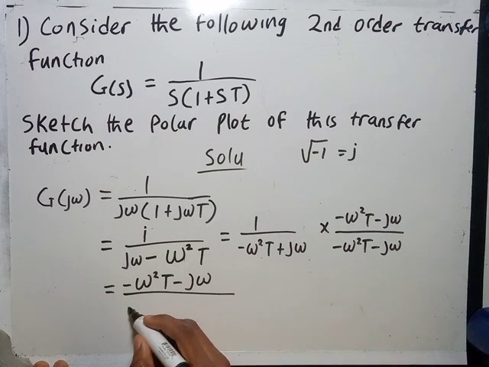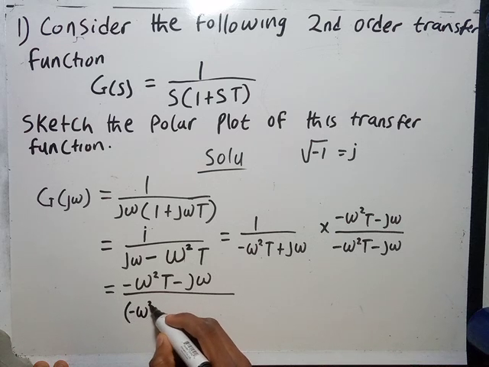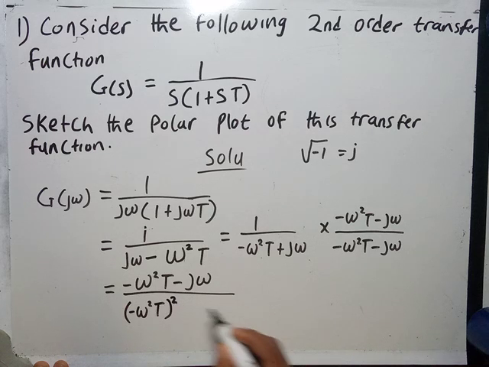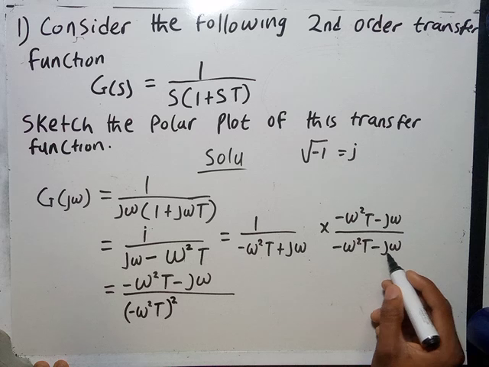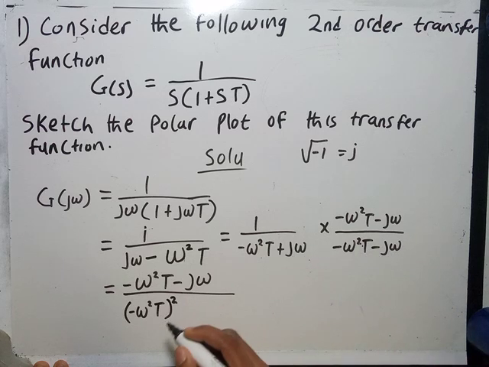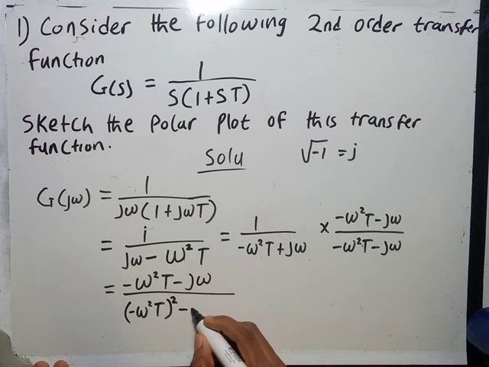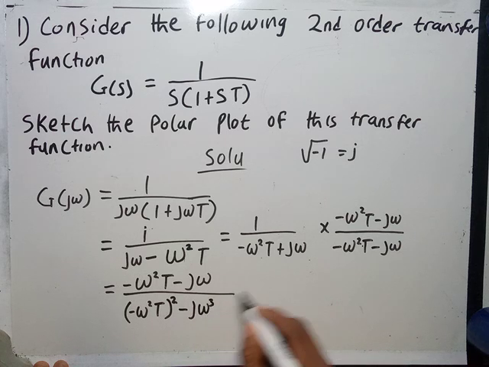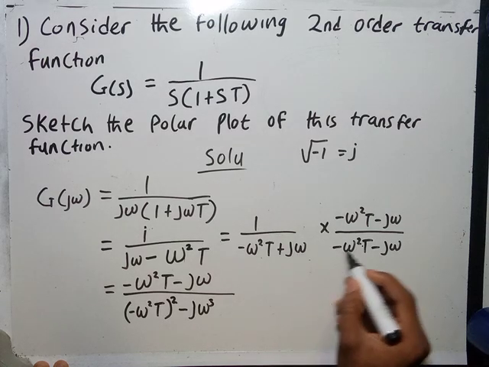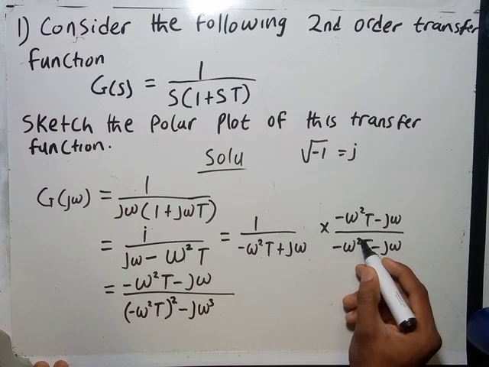Now this times this is going to give us minus omega squared t all squared. This multiplying this, we have minus j, not going to be cube. Remember, this is multiplying this, so we had one omega here, and 2 omega here, so it will become 3.